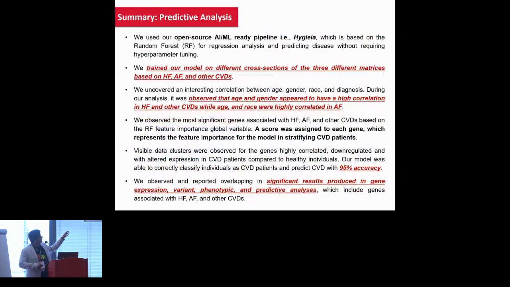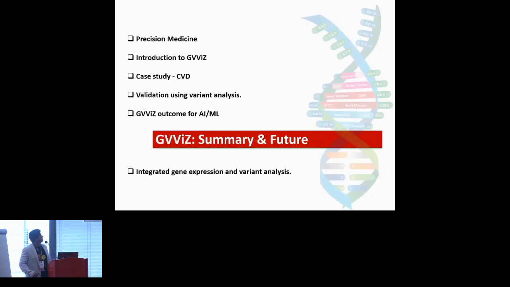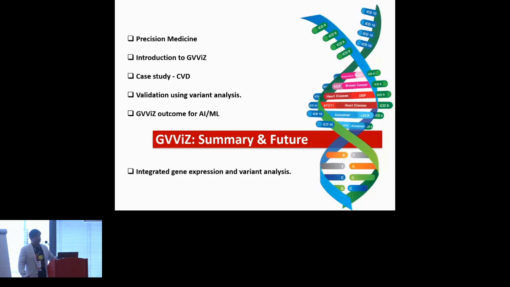For example, we have high accuracy. We used random forests for this one, and we observed that age and gender appear to have high correlation in HF, and race for the AF. So I would like to summarize my talk. We have given some introduction to GVViZ today. Going forward, we are linking AI and integrating variant analysis in it.